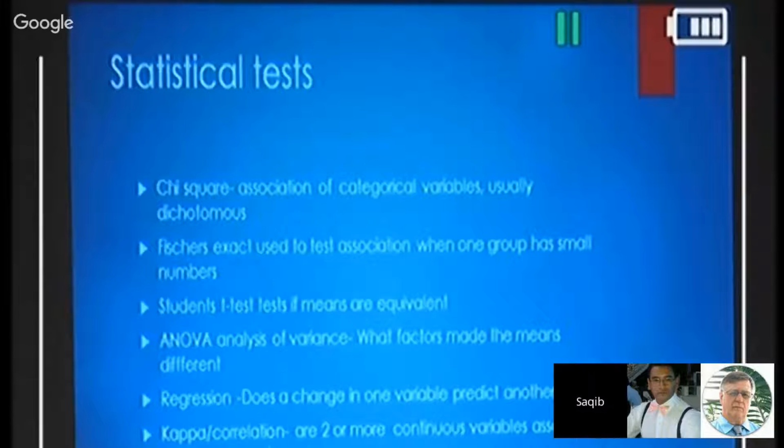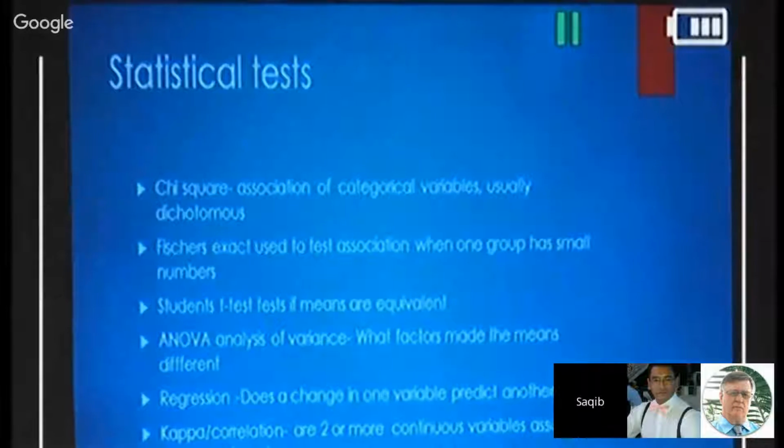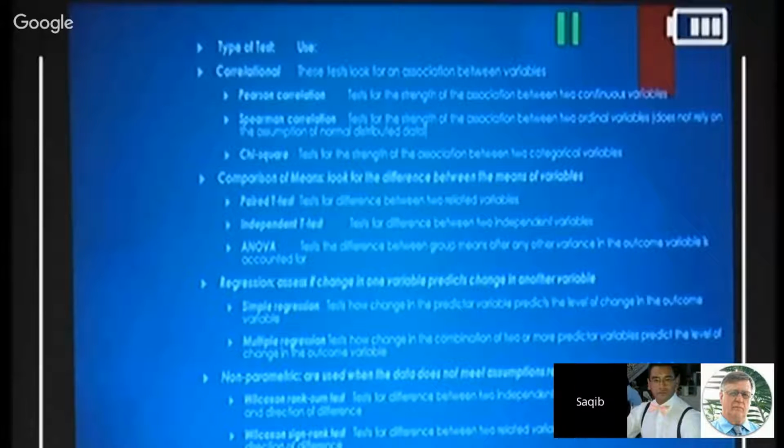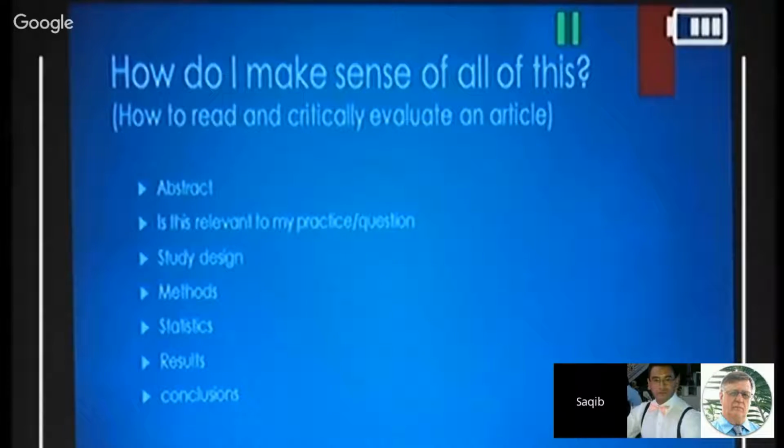All these tests you can use, and I won't go through them because it's boring, but basically chi-squared tests are for categorical variables. Fisher's test is for categorical variables with small numbers. T-tests ask whether means are equivalent. ANOVA, if they're not equivalent, asks what the factors were that led to it, and then regression and correlation, again a little better explained. I told you everything that you need to know about statistics. I'm going to put it into a little bit of practice.